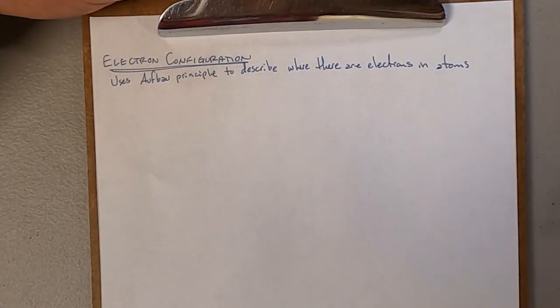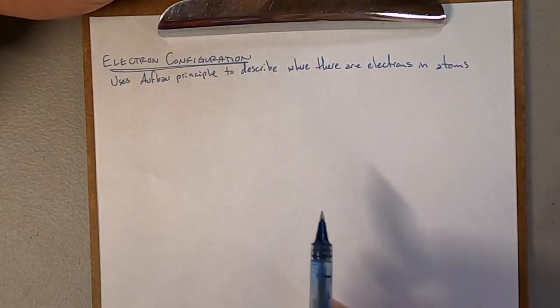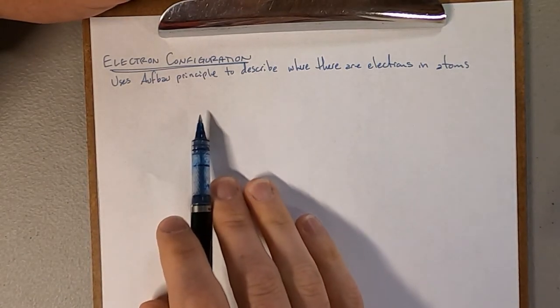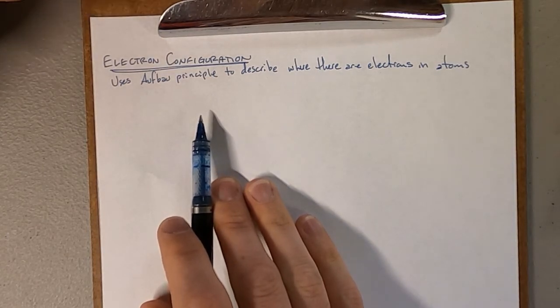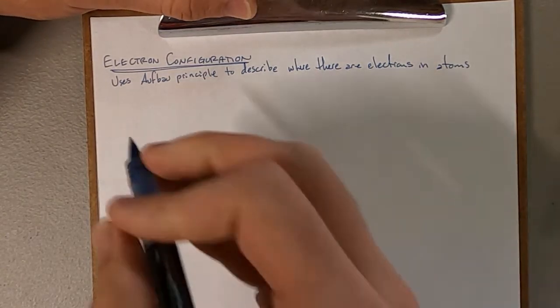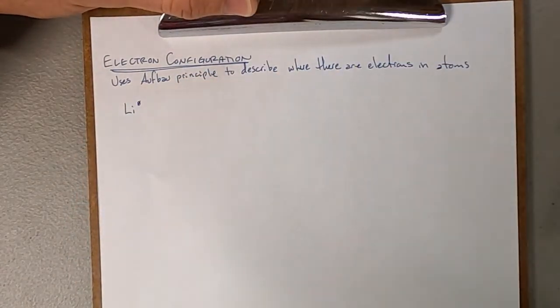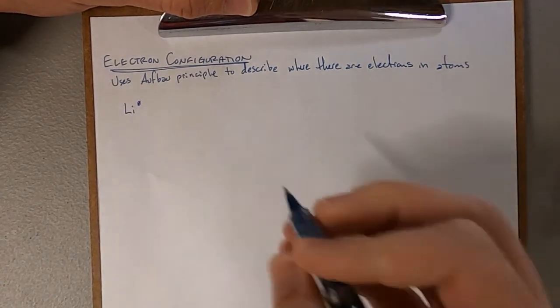And so what you need to do for an electron configuration is give a description of which subshells, or which sublevels, have electrons holding them in a specific atom. So for example, lithium with 0 charge, meaning it's neutral, has 3 electrons.